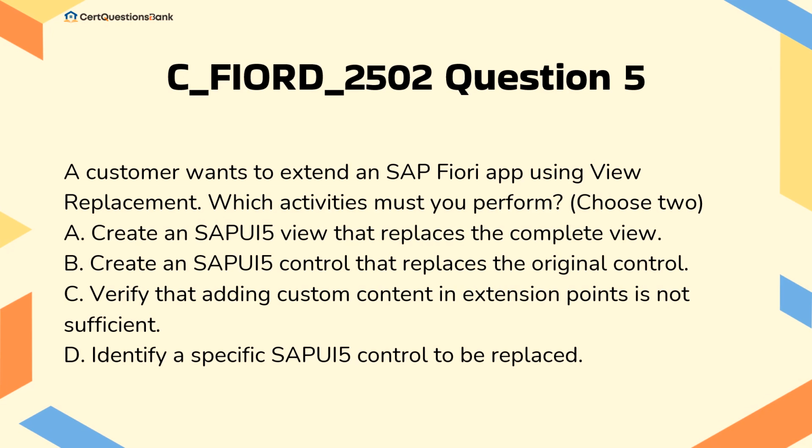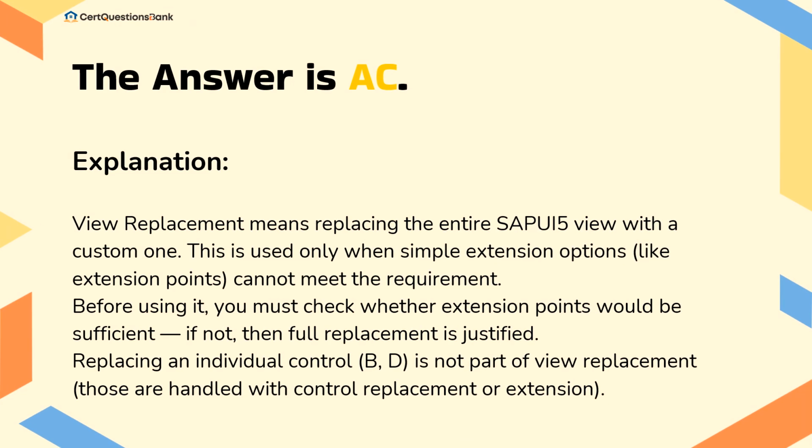A customer wants to extend an SAP Fiori app using view replacement. Which activities must you perform? Choose 2. A. Create an SAPUI5 view that replaces the complete view. B. Create an SAPUI5 control that replaces the original control. C. Verify that adding custom content in extension points is not sufficient. D. Identify a specific SAPUI5 control to be replaced. The answer is AC.